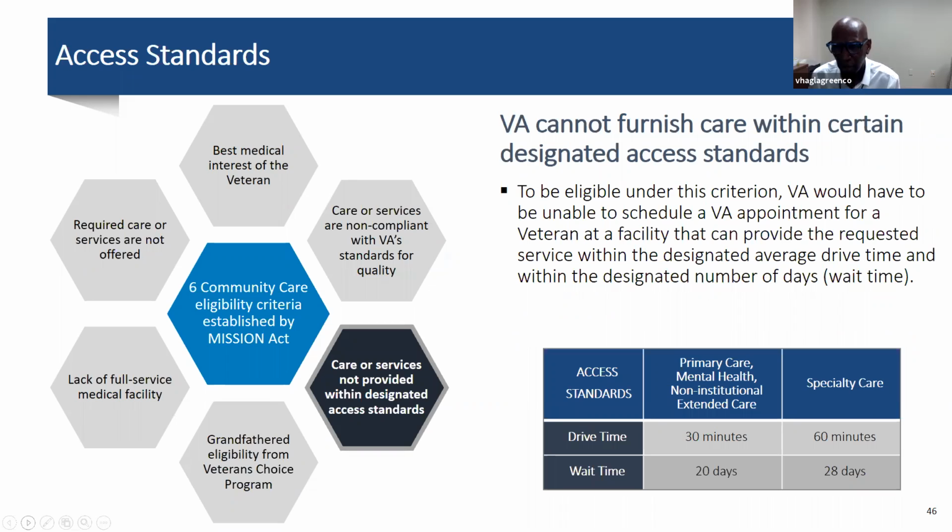As all of you might know, under the Choice program, it was basically drive times and distance. But now under the Mission Act, for drive times, now it's 30 minutes for primary care, mental health, and extended care. And wait times for that same category will be 20 days versus 30 days under Choice and 40-minute drive under Choice. But now we've reduced it to 30 minutes and 20 days. But for specialty care, it's now gone up to 60-minute drive time and 28 days on wait time.